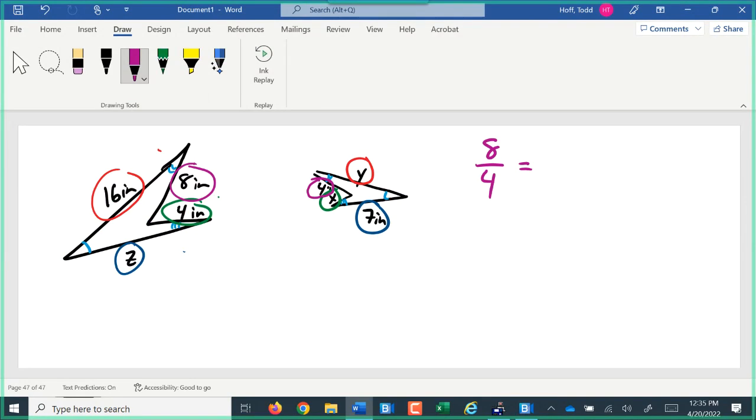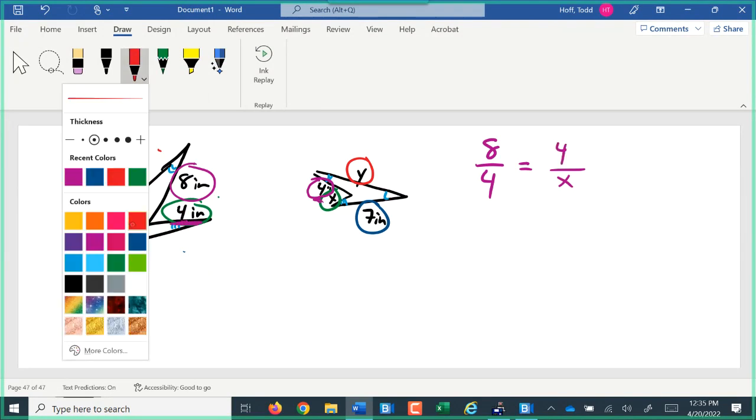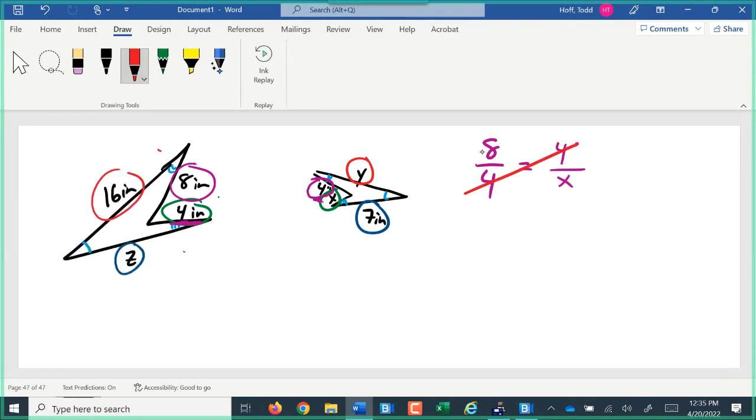Does X go with the 8 or the 4? It goes with the 4, so the same figure as the 4. So X goes on bottom. What goes above the X? 4. The other 4 over here is the corresponding side from the other triangle, corresponds to the X. So we can cross multiply and divide. 4 times 4 divided by 8 gives us that X equals 2.